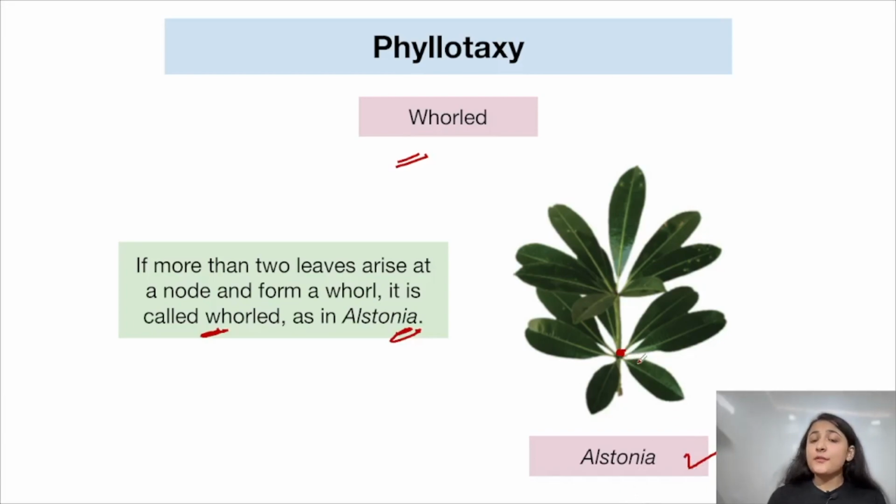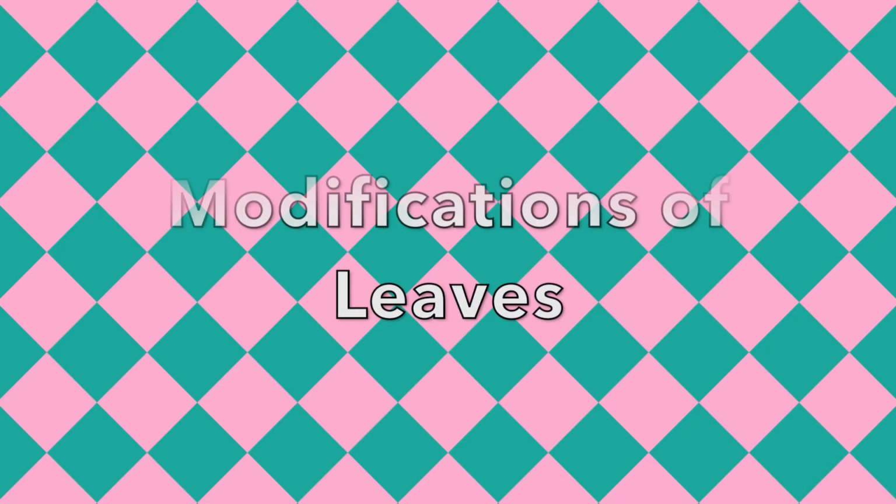So what is the difference between whorled phyllotaxy and opposite phyllotaxy? In opposite phyllotaxy, only two leaves were present at a node. Here, more than two leaves are present at the node, that is, a numerous number of leaves are present at a single node in order to form a ring, the whorl of leaves. Okay, so this kind of whorled arrangement of leaves is present in whorled phyllotaxy, and can be called the whorled phyllotaxy.